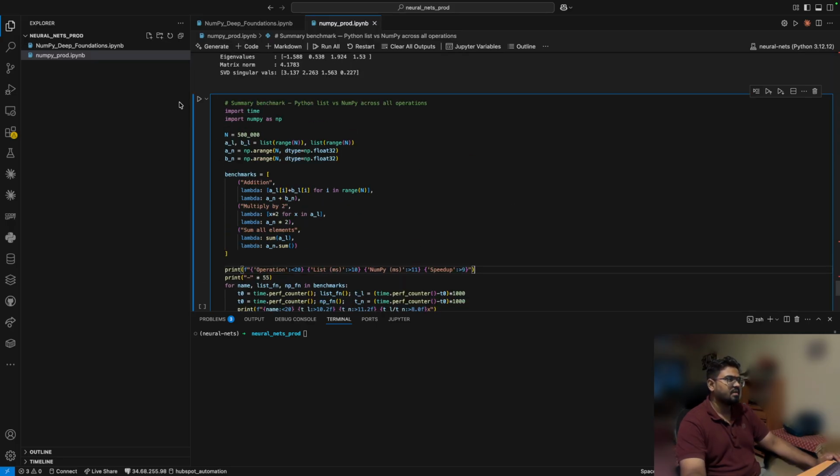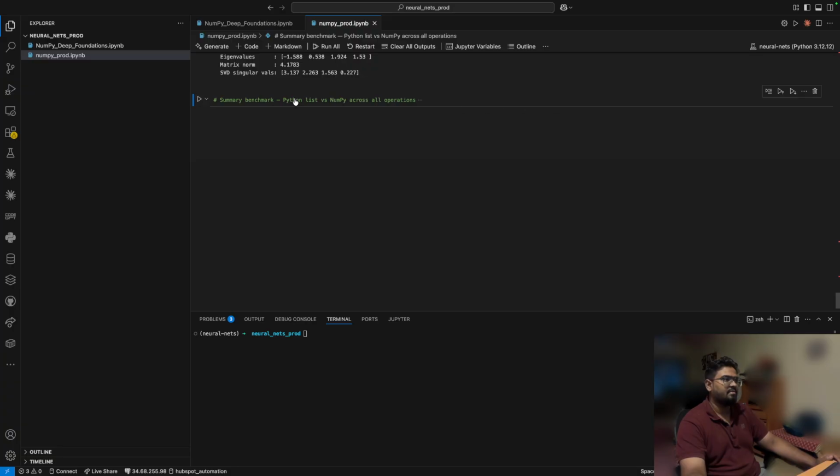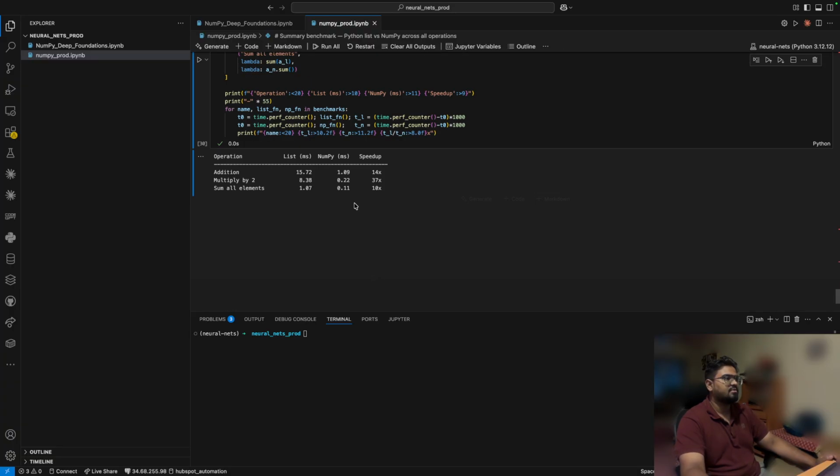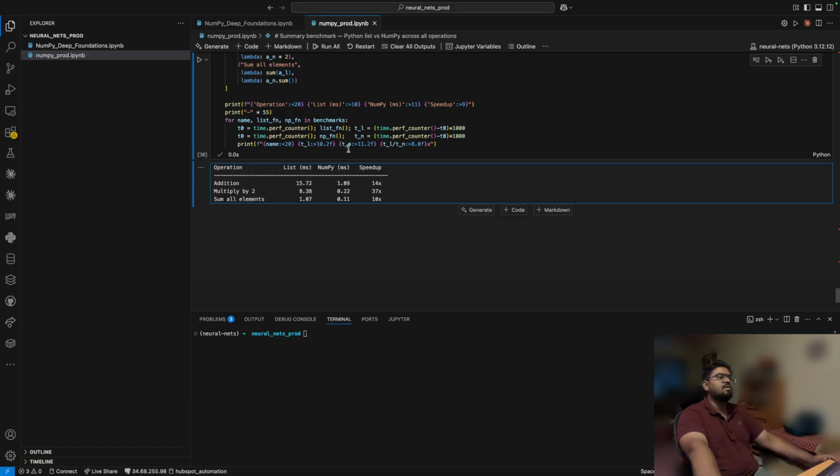So if I run this, sorry for that, try to run this piece of code, then you get the addition, list, NumPy, and speedup. So for the pure Pythonic, it took 15 seconds. Sorry, not 15 seconds, 15 milliseconds. For NumPy, it took only 1 millisecond. For the next part, faster. For multiplication by 2, it took 8 milliseconds. This is 0.22 milliseconds, 37x faster. And then sum of all the elements took 1.07. This is 0.11, and this is 10x faster. So you can see NumPy wins everywhere.